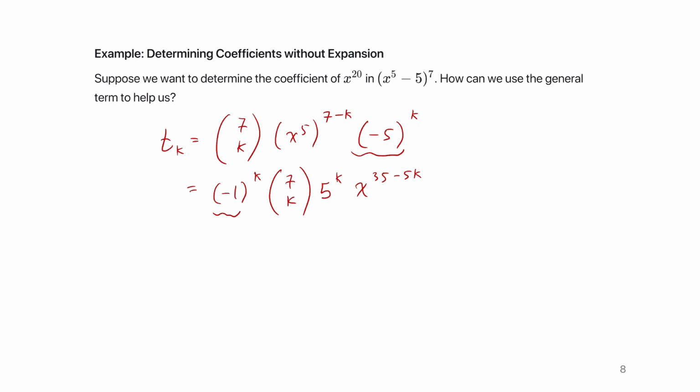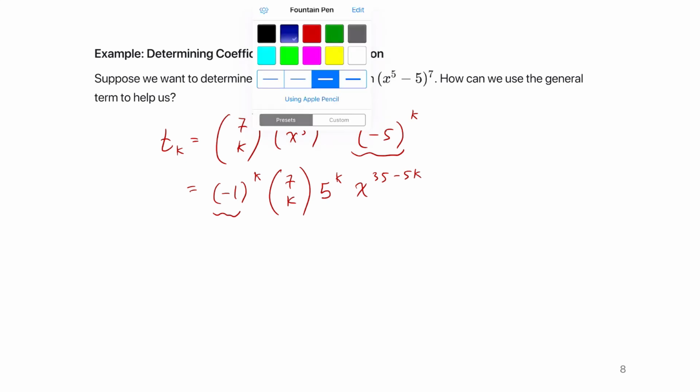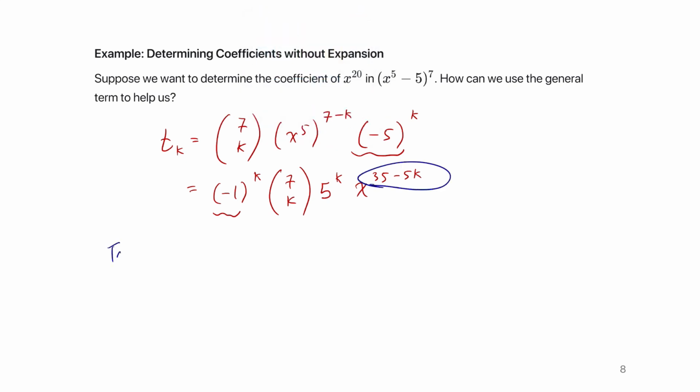Is that clear? So we know that if we're looking at term k, the exponent on x will be 35 minus 5k. So what we can do is take the exponent on x and set it equal to 20. And so we have 35 minus 5k is 20. And I believe that gives you k is 3.